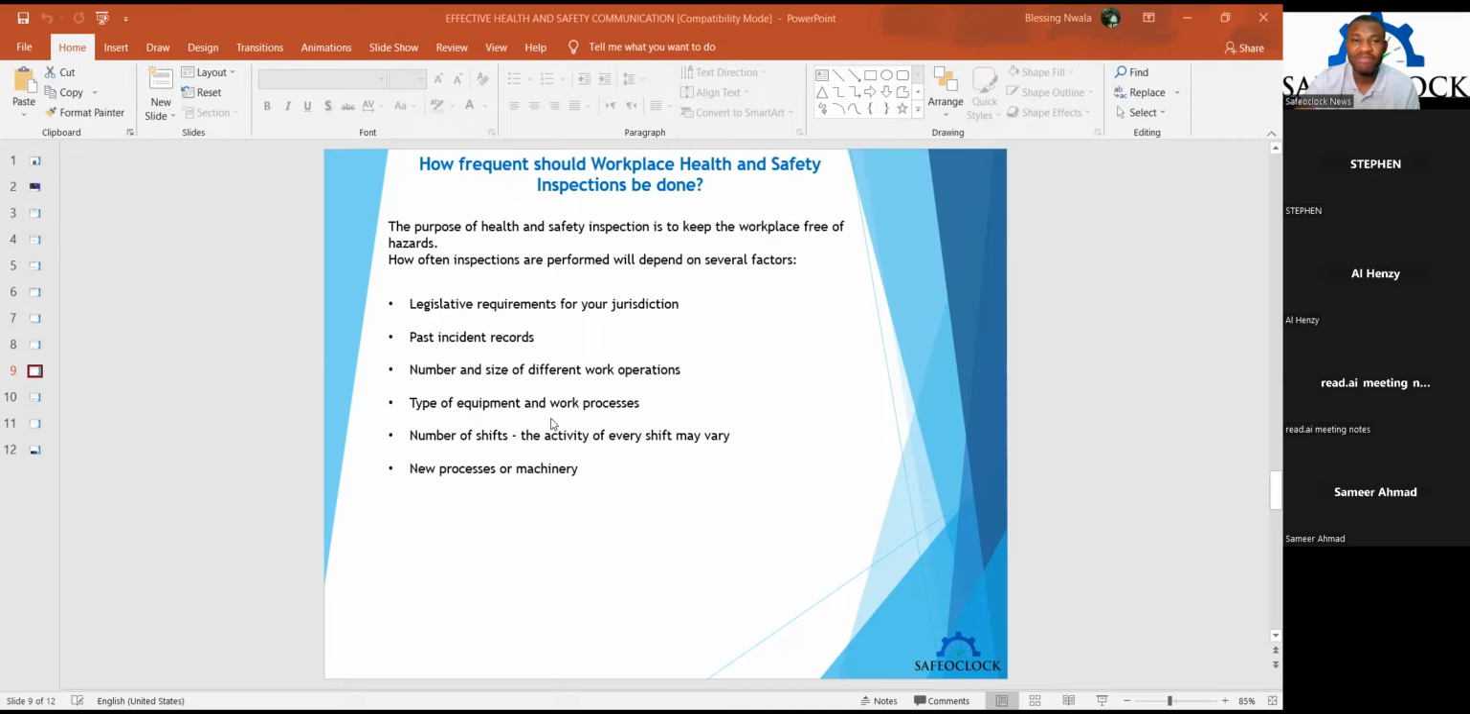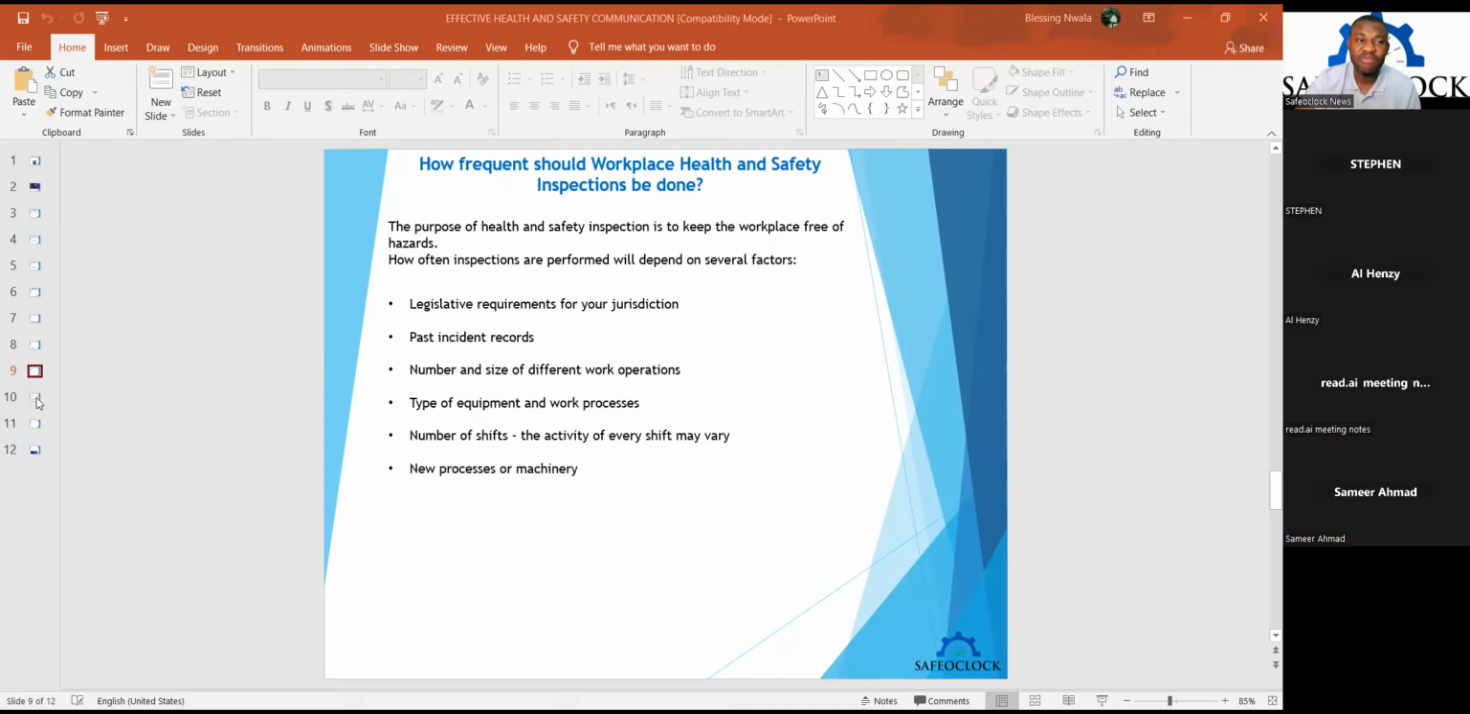Another factor is new processes or new machinery. If a new process or new machinery is introduced in your workplace and many people are not yet familiar with it, that should be a major concern to you as a health and safety professional. You should inspect it more frequently, especially during the early stage, so that you'll be able to find out if something could go wrong, and identify unsafe conditions or unsafe operating procedures during your inspection.